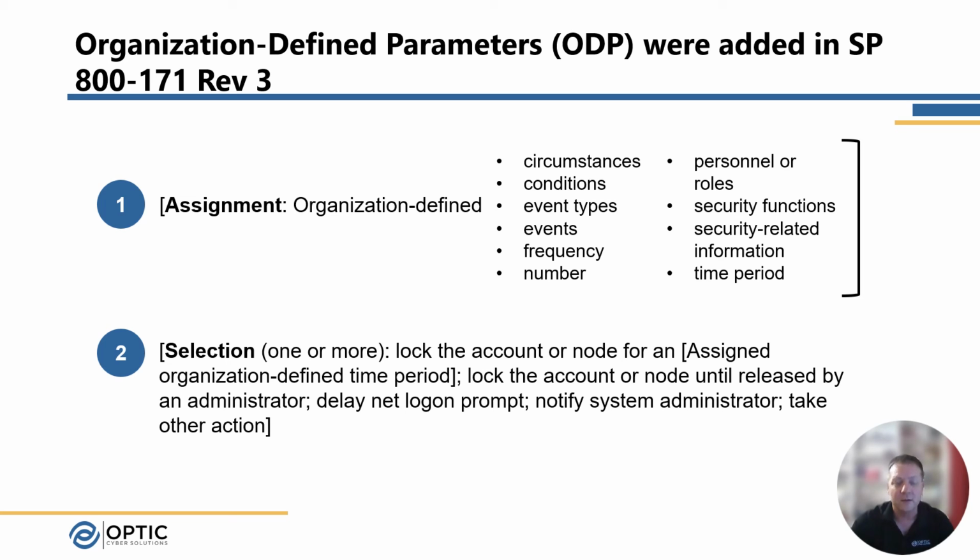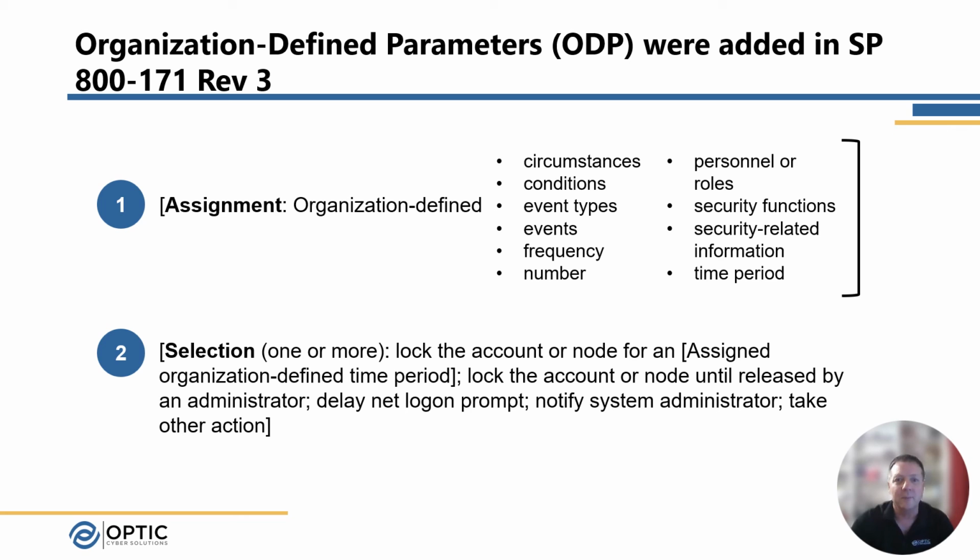The other primary type of organization-defined parameter is selection. And in this case, NIST provides all of the options of what should be selected when completing the control, and you just need to pick one or more that is appropriate for your implementation.